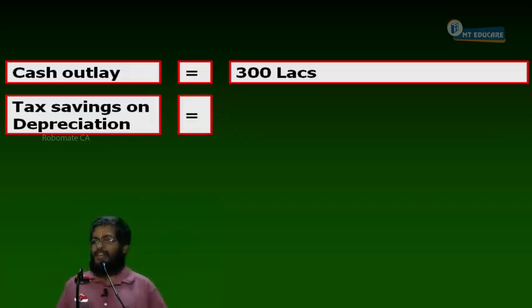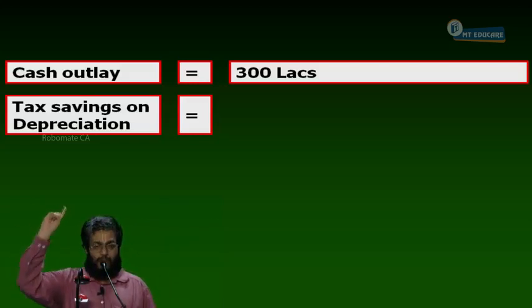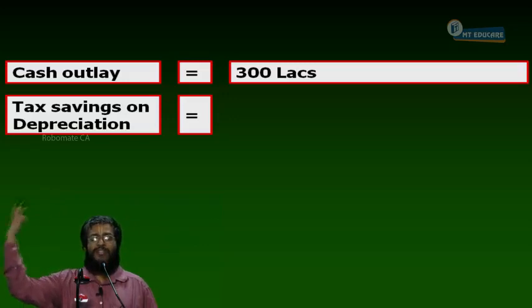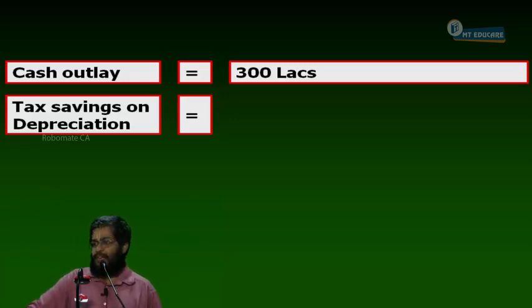35% of 300 lakhs... tell me how many lakhs? 35 lakhs. Depreciation tax savings is 35 lakhs. Everybody following or not? Now, this 35 lakhs I save for 1 year or 2 years or 3 years. Every year I am going to save for 3 years. It is an annuity savings or not?